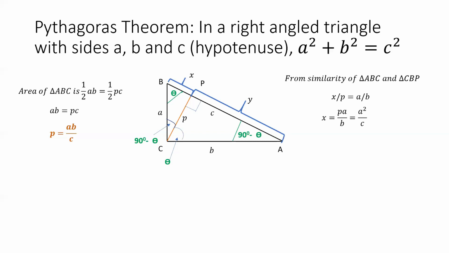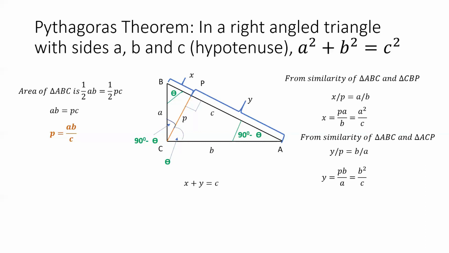And from this we have x equal to pa by b. And if we substitute p equal to ab by c, which is what we arrived at previously from equating the two areas, right? Equating the areas, half ab equal to half pc. Then if we substitute p equal to ab by c, we get x is equal to a squared by c. And similarly, from similarity of triangle ABC and triangle ACP, we can write y by p is equal to b by a. And from this we obtain y is equal to pb by a. And again we substitute p is equal to ab by c, we get b squared by c.